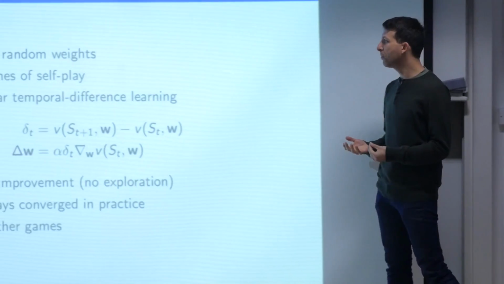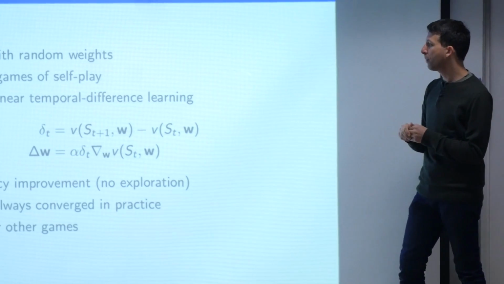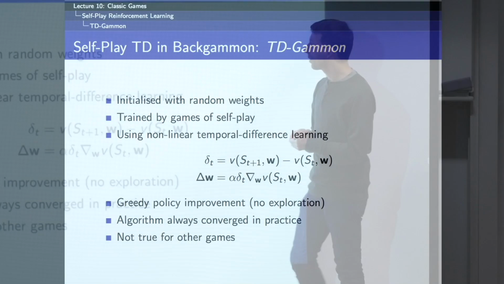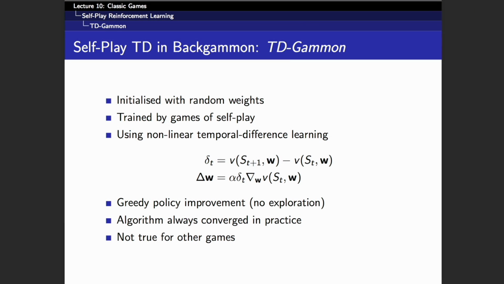And the learning algorithm was remarkably simple. It was really just very pure TD learning, temporal difference learning. So this neural network was initialized with random weights. It was trained by games of self-play. And it was trained using nonlinear TD learning. In other words, this TD error was computed with respect to this value function. In other words, it was exactly what we talked about.